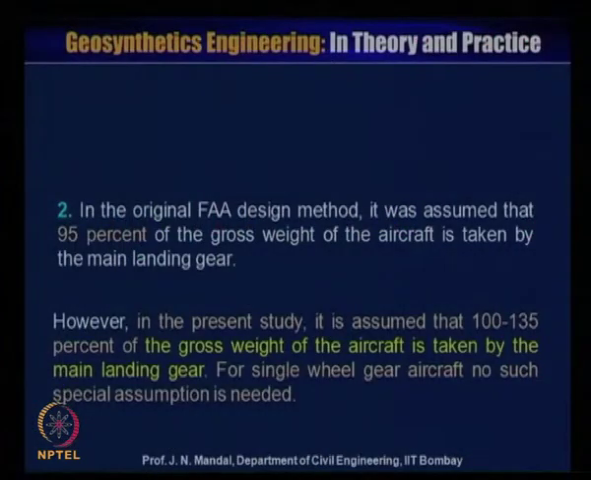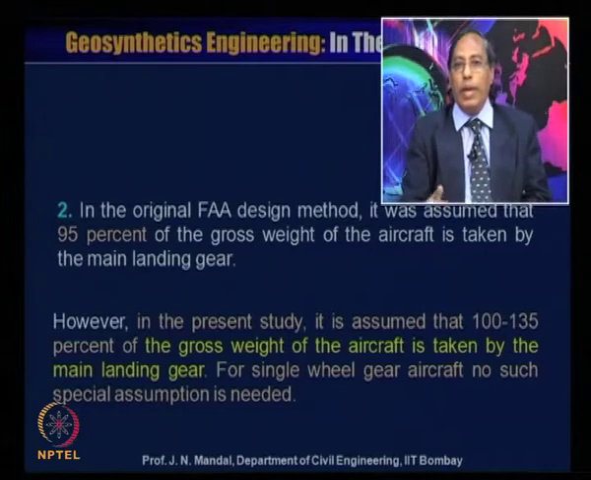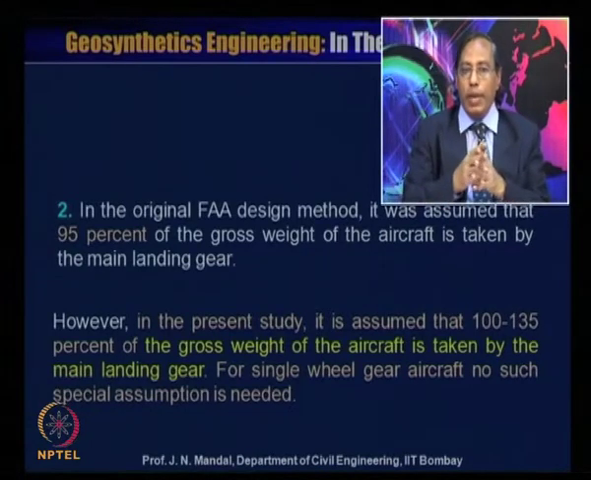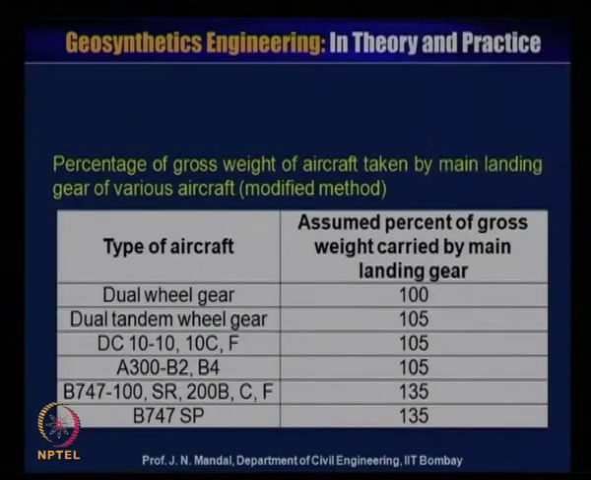Next, in the original FAA design method, it was assumed that 95% of the gross weight of the aircraft is taken by the main landing gear. However, in the present study, it is assumed that 100 to 135% of the gross weight of the aircraft is taken by the main landing gear. For single wheel gear aircraft, no such special assumption is needed. So, this is the percentage of gross weight of the aircraft taken by the main landing gear of various aircraft. This is the modified method.